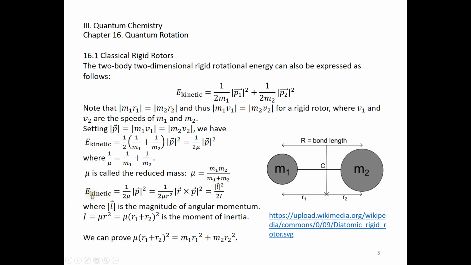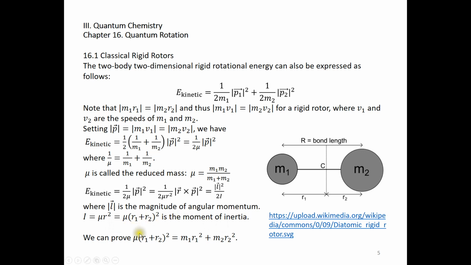And now we have this expression of kinetic energy of this two-body, two-dimensional rigid rotor. It's p squared over 2 mu, or it can be written as 1 over 2 mu r squared, and then here we have the angular momentum squared. Therefore, again, the kinetic energy is L squared over 2I. L is the magnitude of the angular momentum, and I is mu r squared, and mu is the reduced mass. I is the moment of inertia of the two-body system.